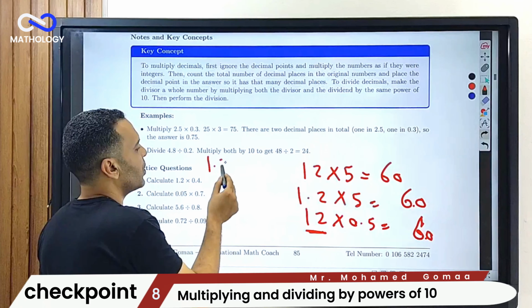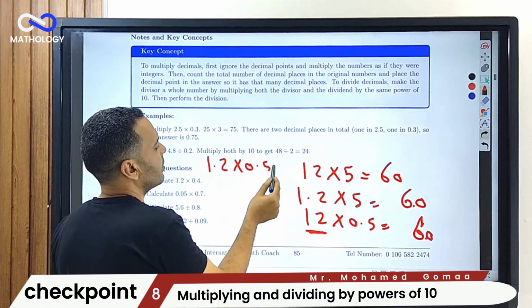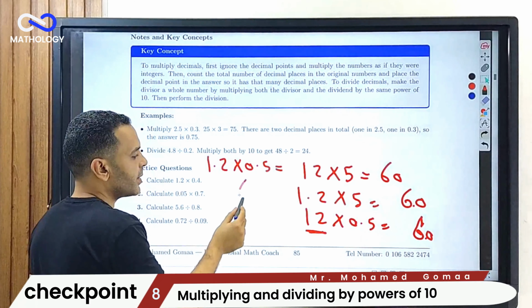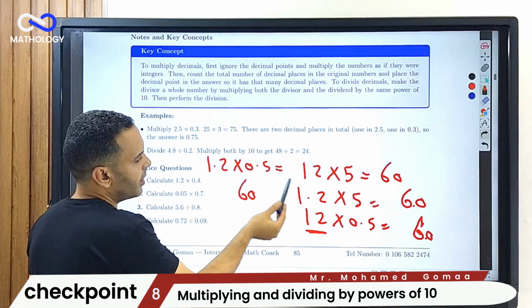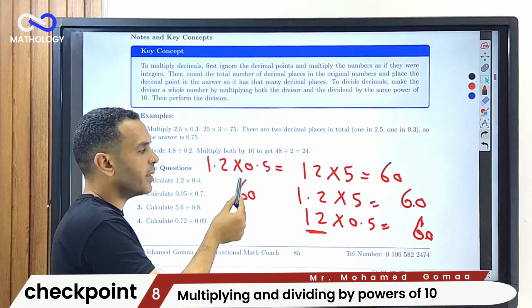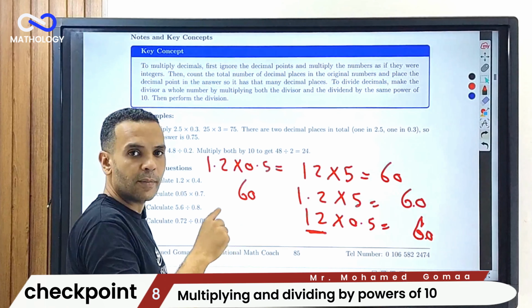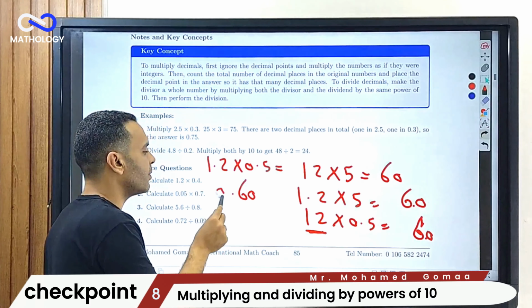If we say 1.2 multiplied by 0.5, it will be the same answer, 60. But here we put the decimal point after one digit from the right, and here also after one digit from the right, so it will be after two digits from the right.